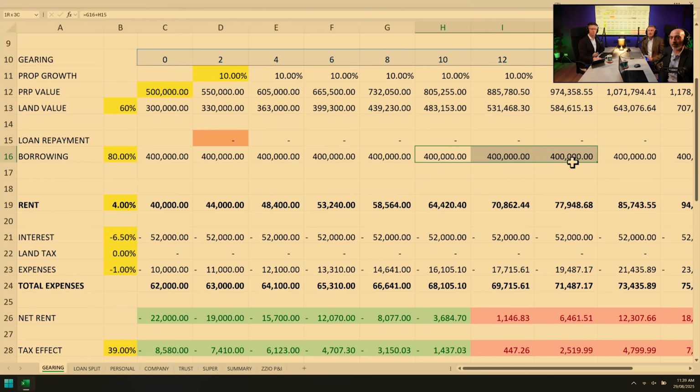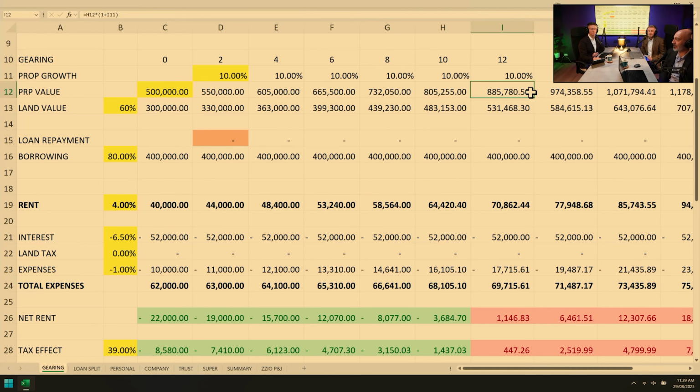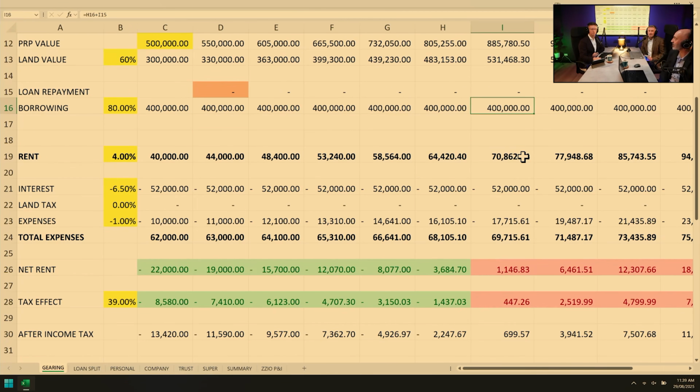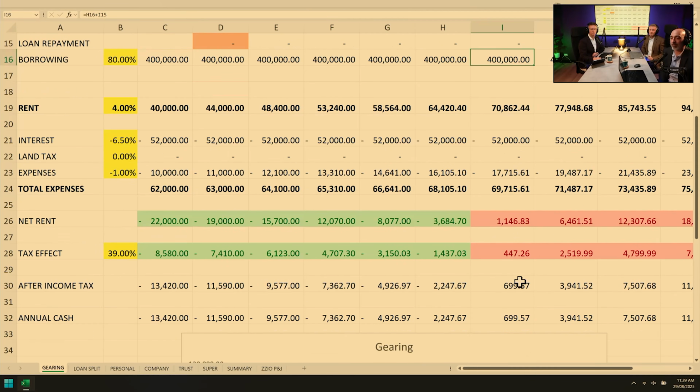My property is now worth $885,000 in year 12. And as long as my rental yield is still 4%, just by the rental growth alone, my interest hasn't changed. My expenses have gone up, the 1% that I'm allowed for. But in year 12, just mainly through rental growth, I now have a positive geared property. So I'm not paying anything off. I've done the right thing that they say, don't pay it off for interest only. I've done the right thing, but I'm now starting to pay tax. And you can see how it starts to really elevate beyond that.